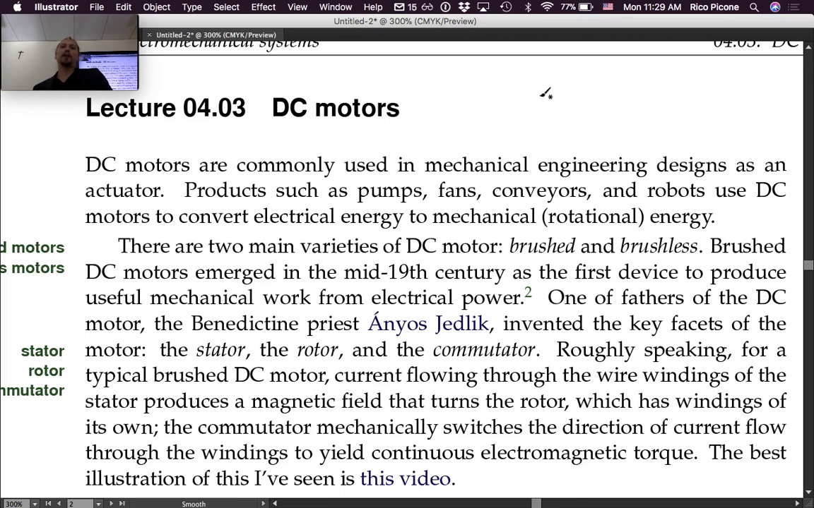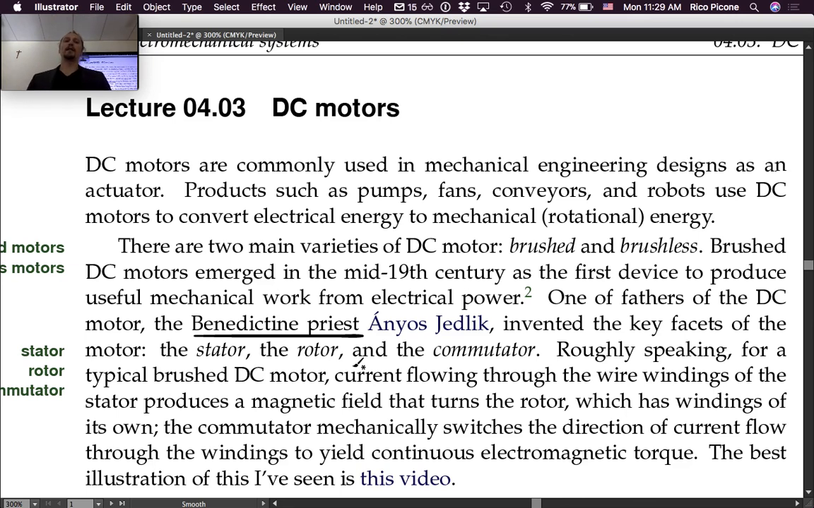So brushed DC motors emerged in the mid-19th century as the first device to produce useful mechanical work from electrical power. One of the fathers of the DC motor, the Benedictine priest, Ányos, I believe it is pronounced Jedlik. Benedictine priest, right? Crazy. Seriously, it's pretty cool. He invented the key facets of the motor: the stator, the rotor, and the commutator.